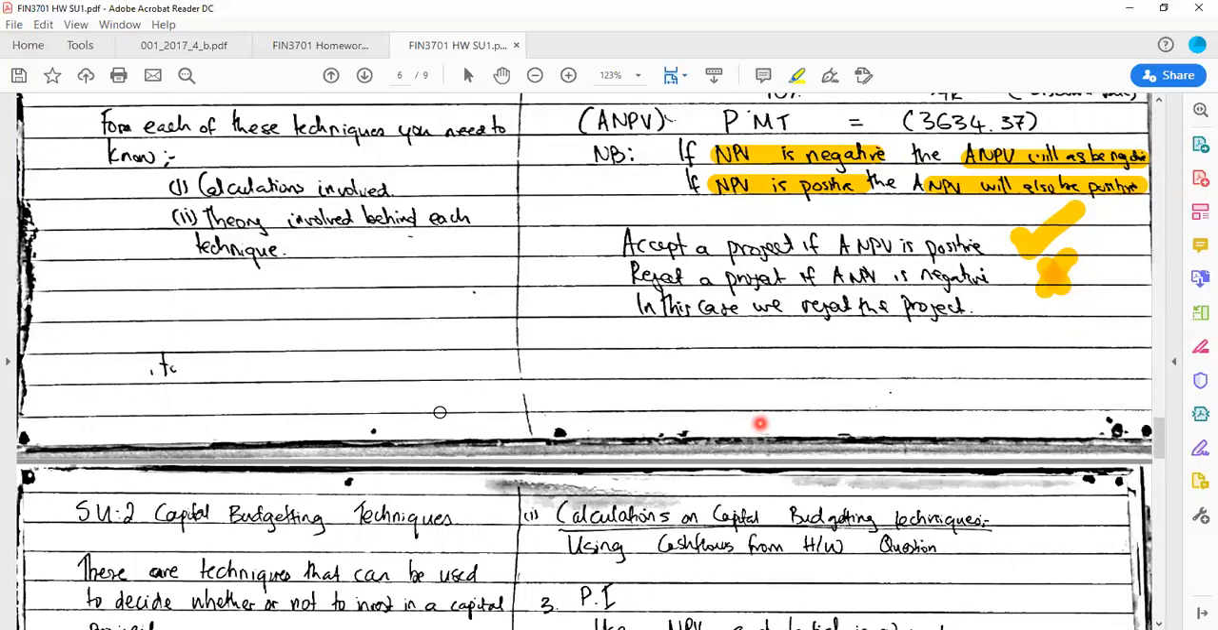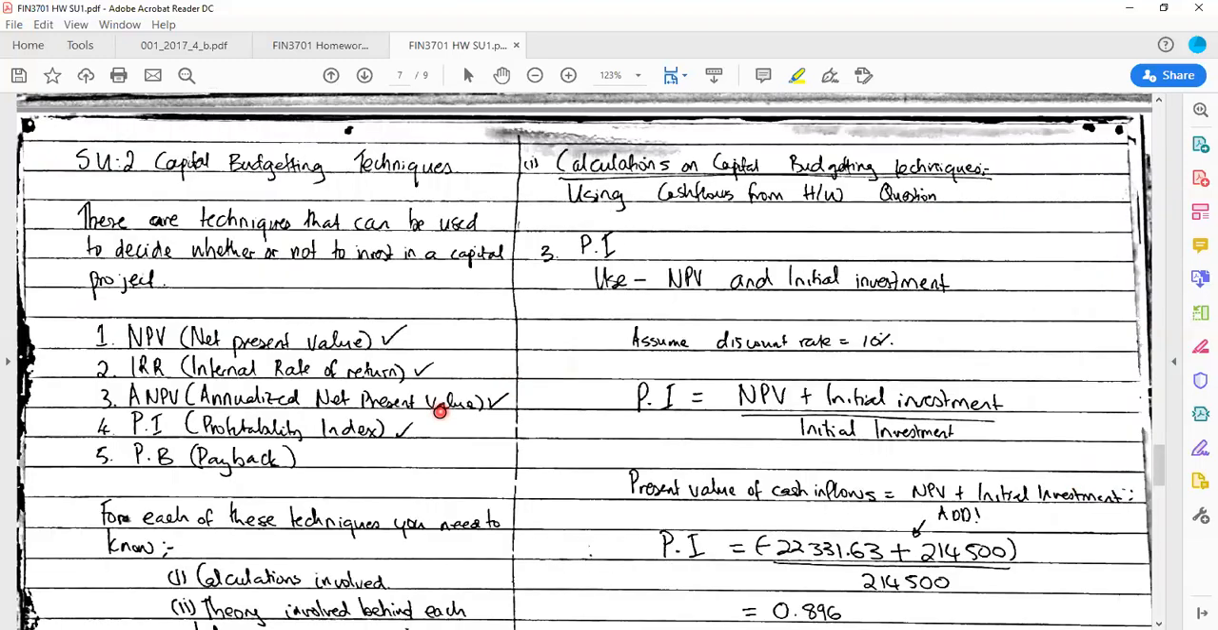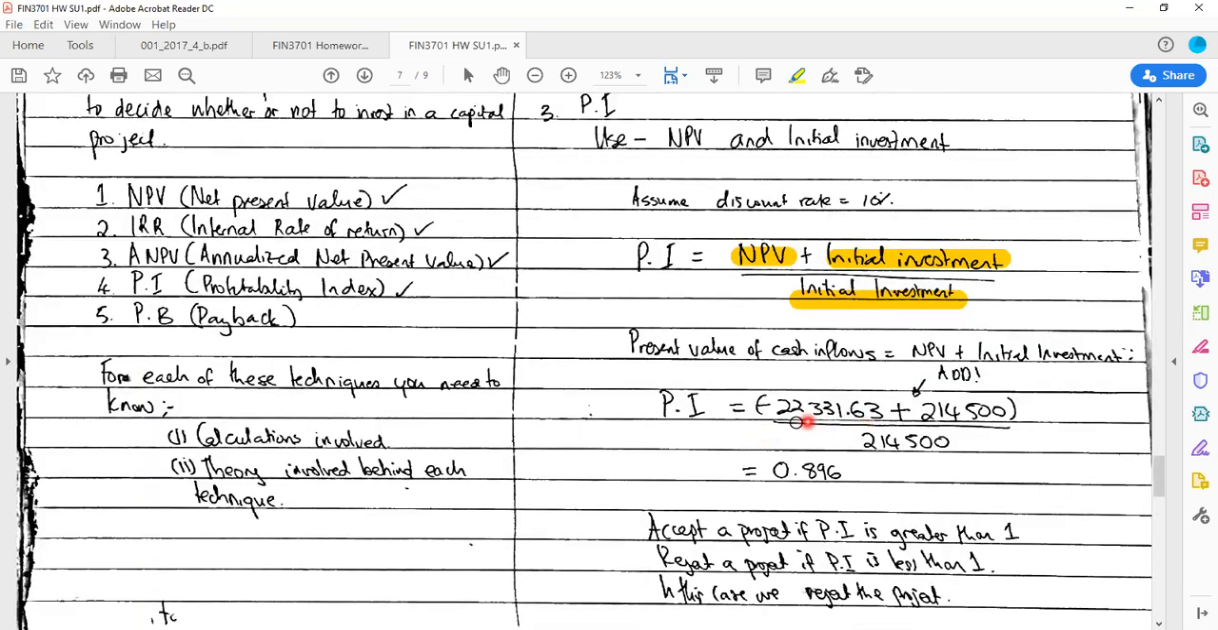Then the fourth capital budgeting technique is the profitability index. The profitability index uses the NPV and the initial investment to calculate the profitability index. And here you don't need a financial calculator. You simply just take your NPV plus the initial investment divided by the initial investment, and this gives you the profitability index.